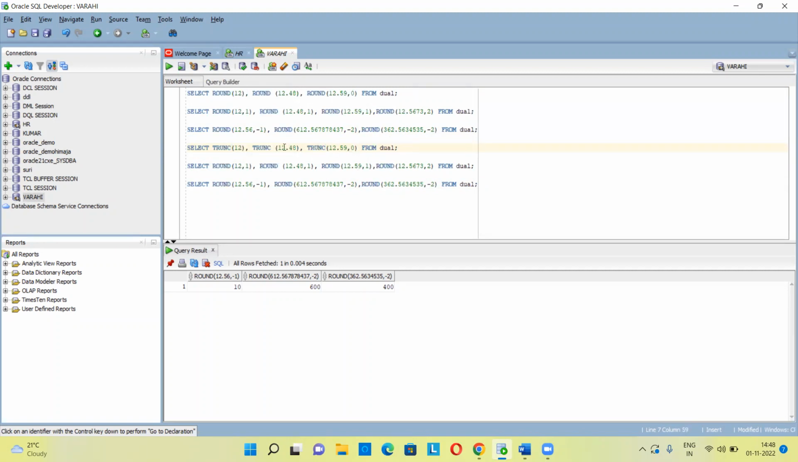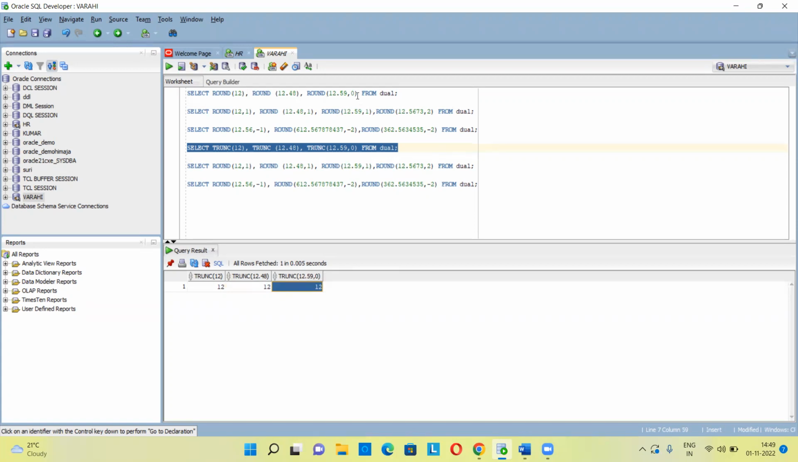Okay. So trunc of 12, trunc of 12.48, trunc of 12.59, 0. Here also, if you are not passing any second parameter, by default it will consider it as 0. We'll see the output and then discuss what this trunc is. Trunc of 12 is 12 only, good. Trunc of 12.48, same, 12 only, like in round. Trunc of 12.59, it is returning 12 only again here.